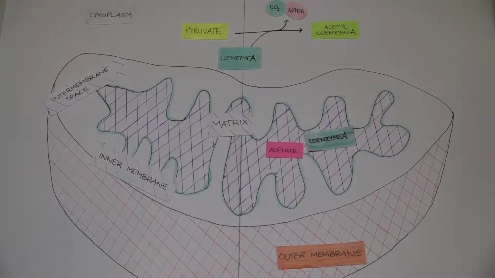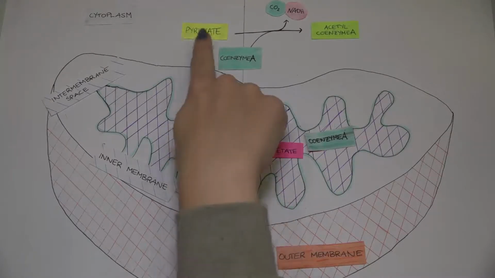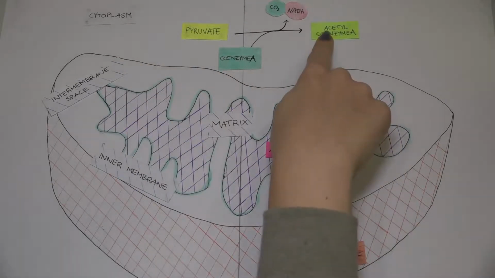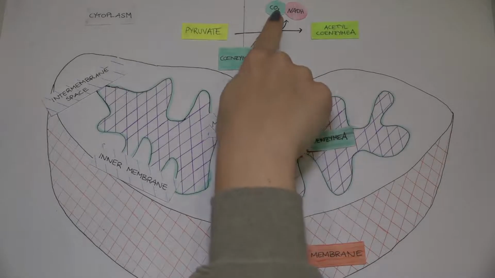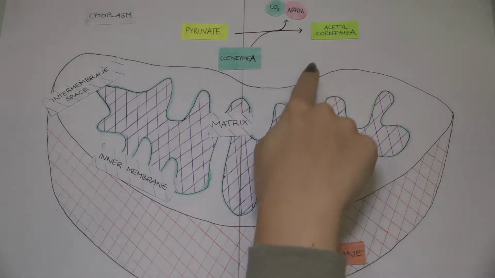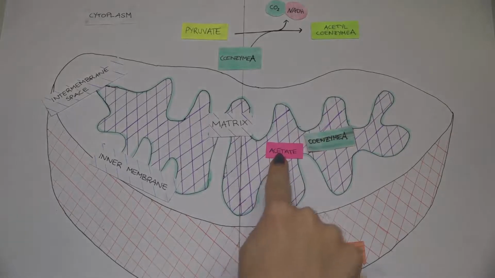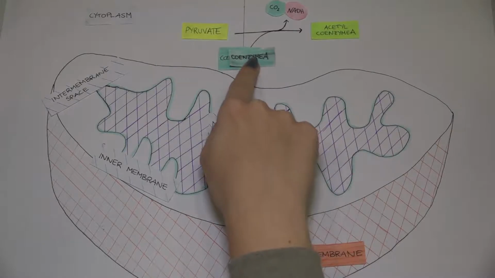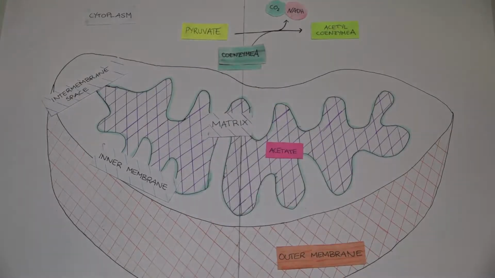The next step is the link reaction, which is fairly short. It starts off with pyruvate and coenzyme A in the cytoplasm. They then combine to form acetyl coenzyme A. This releases a CO2 and a reduced NAD is formed. Acetyl coenzyme A then moves into the matrix of the mitochondria and separates into acetate and coenzyme A. Coenzyme A then moves back into the cytoplasm to be used for another reaction.